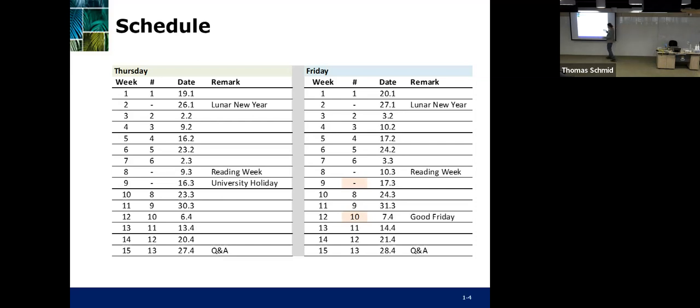The reason is that for the Thursday subclass, there is no lecture in this week because it's the university holiday. And I want to keep the subclasses aligned. Otherwise, that also creates an advantage for you. If you cannot attend your Friday session, for whatever reason, you are always free to attend the Thursday afternoon session, because it will always have the same content.